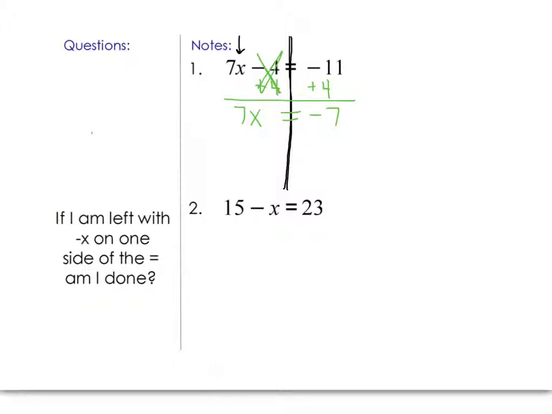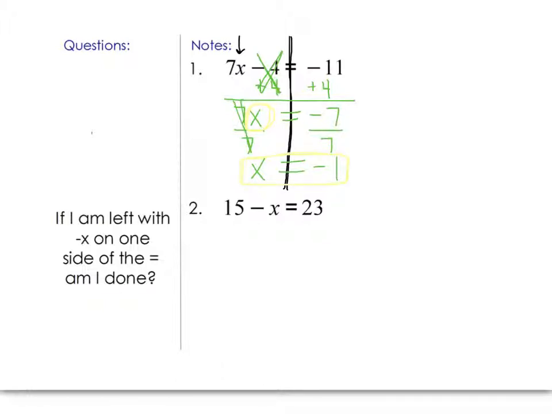Well, x is almost alone. I have one more step. I need to divide by 7 on both sides. Well, 7 divided by 7 cancels out. I'm left with that x all alone up top. What's negative 7 divided by 7? Negative 1. So x equals negative 1.